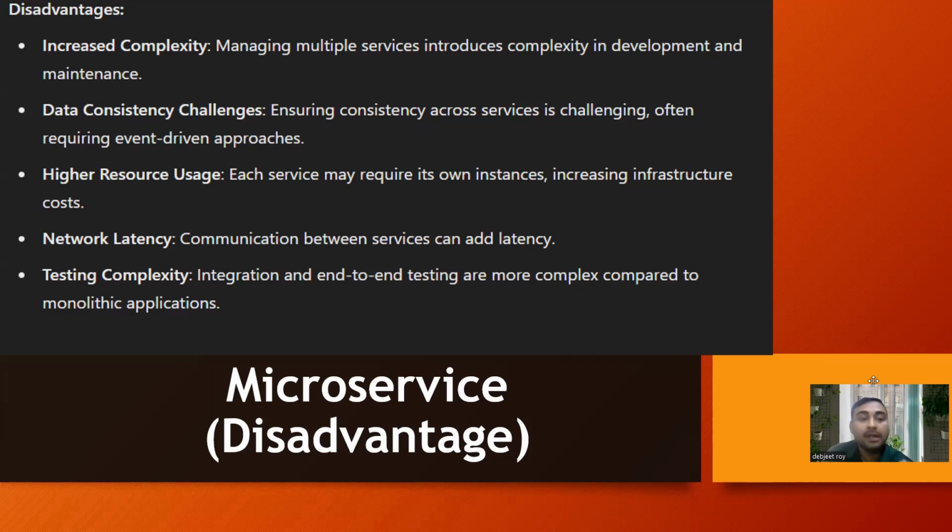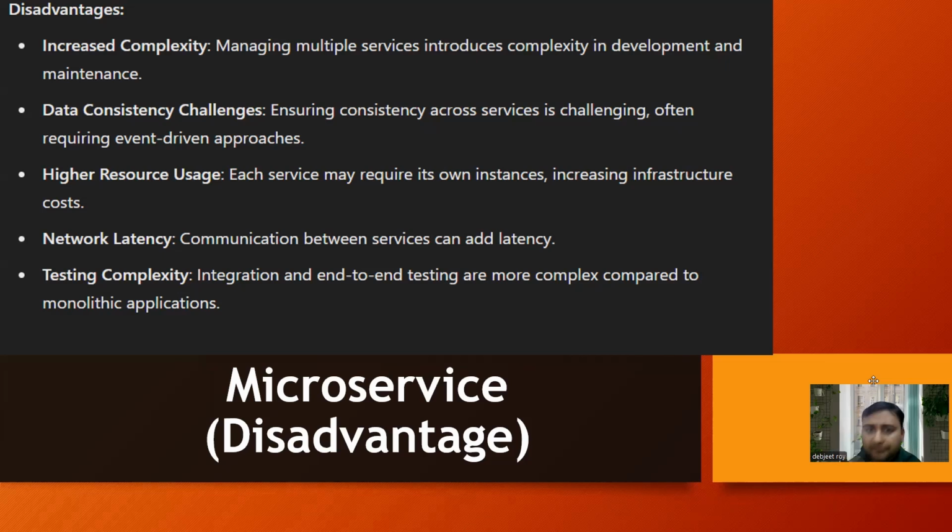Okay, so network latency is there. Communication between two services can add to latency. So what can happen? There are multiple microservices which can communicate with each other. Let's suppose microservice A is calling B, B is calling C, C is calling D. Like that, there can be multiple microservices chained, with communication happening between them.